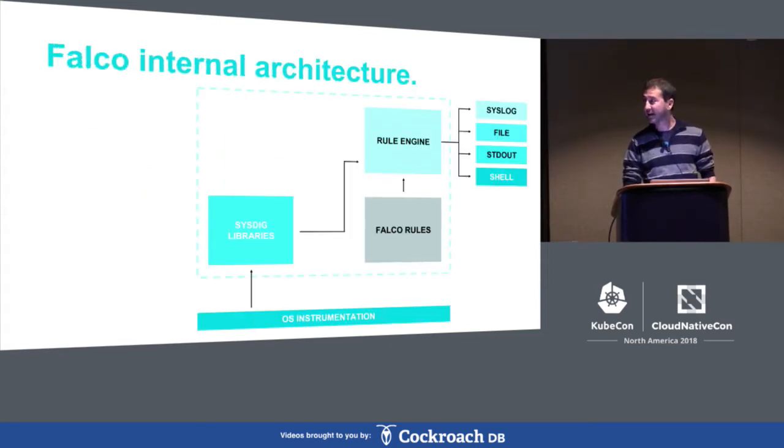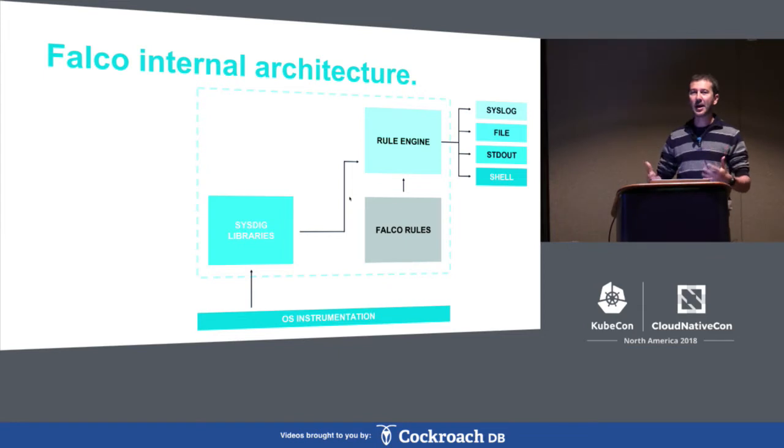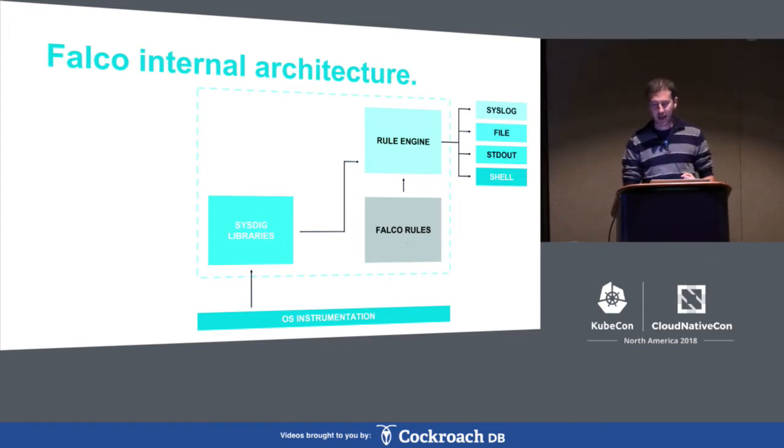So there's data, the system calls coming from the kernel. They are captured by a set of libraries. On top of these libraries, there's a rule engine that allows you to essentially create and apply rules. You write your rules, or you use the community-created rules. And the output is events, events that can go to syslog, file, standard output, shell, and so on.